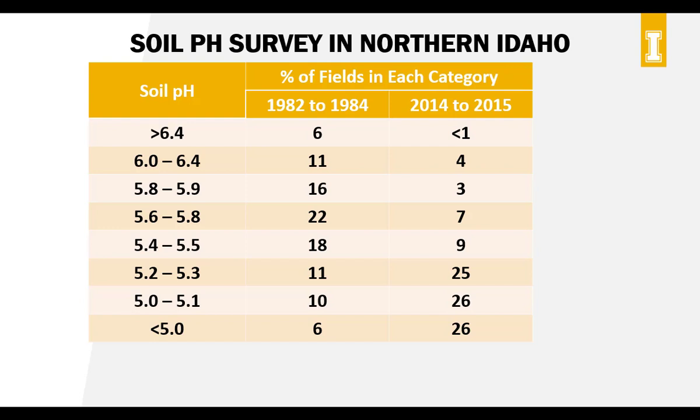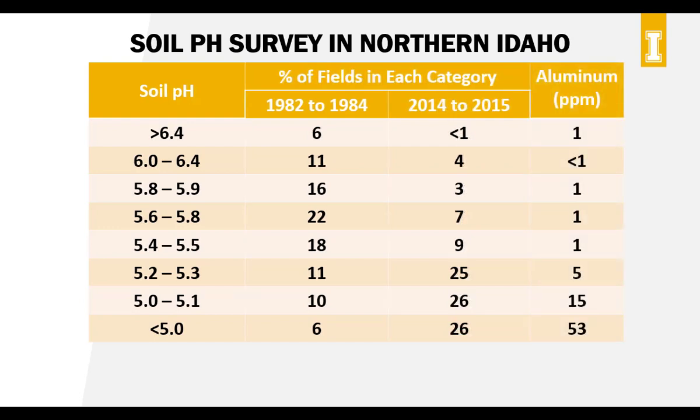But fast forward 30 years, Doug Finkelberg and I did a survey, again of northern Idaho, and we saw a dramatic shift downwards in pH to where now 75% of the fields we surveyed had a pH below 5.3. So this is getting a little bit concerning.